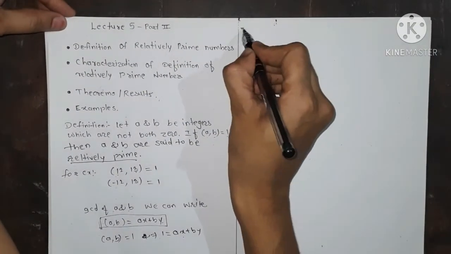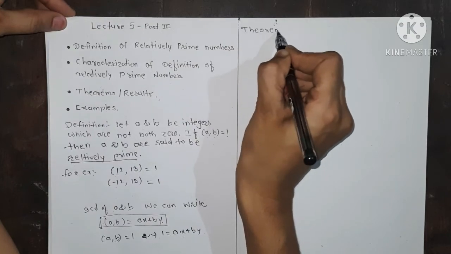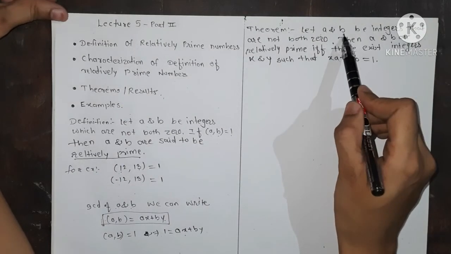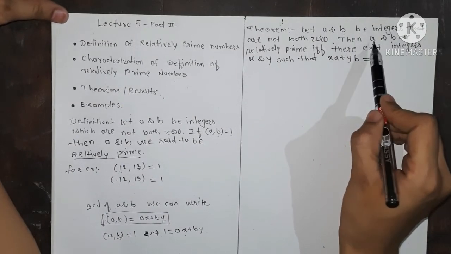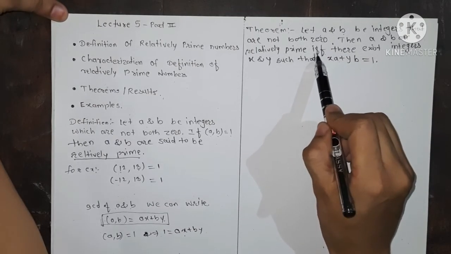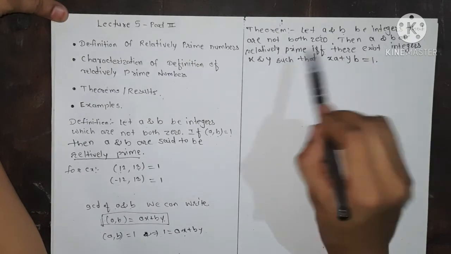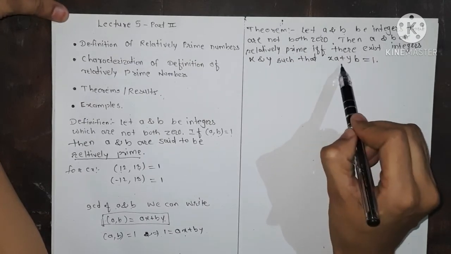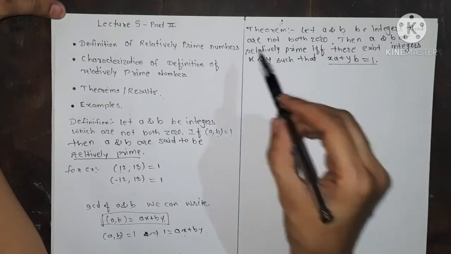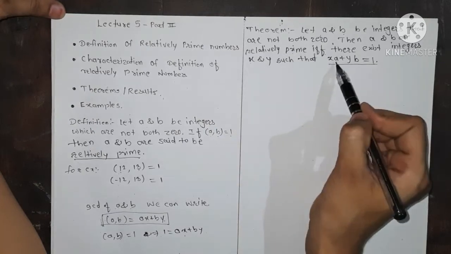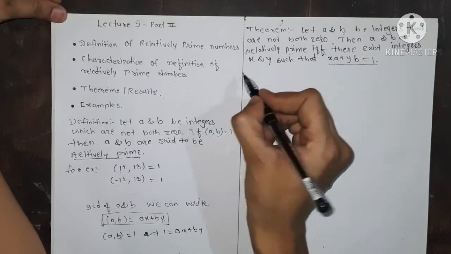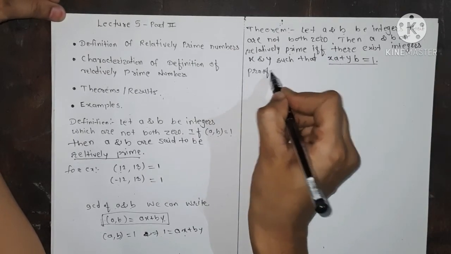So we have the theorem. Our theorem states that if a and b are any non-zero integers, then a and b are relatively prime if and only if there exist x and y such that xa plus yb equals 1. That is, the condition is if and only if. So if a and b are relatively prime, then we have to show that xa plus yb is equal to 1, and if xa plus yb is equal to 1 for some x and y, then a and b are relatively prime. Okay, so there is an if and only if condition. So we prove the theorem in two parts.